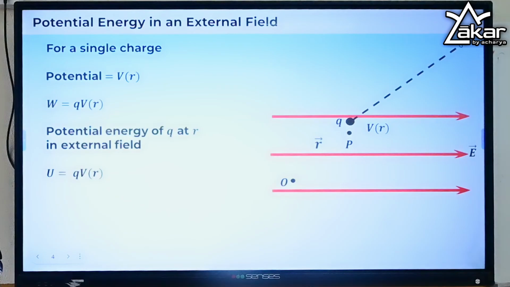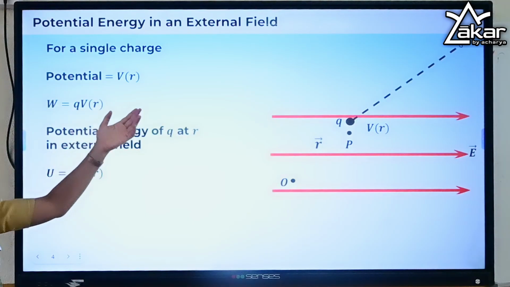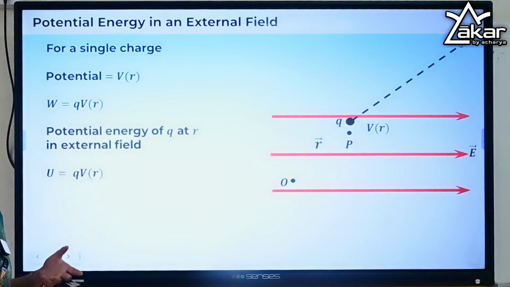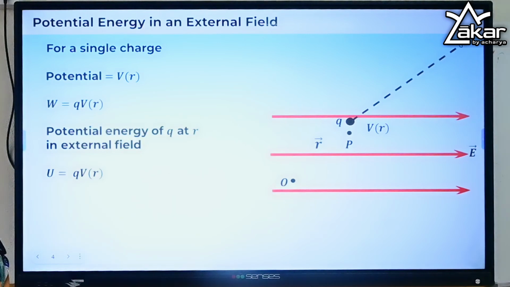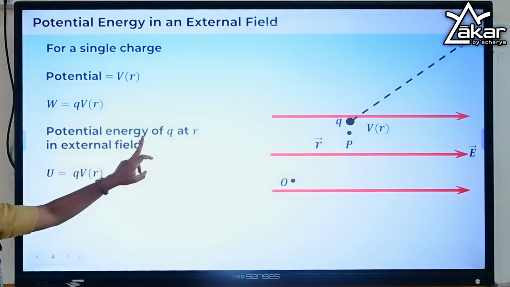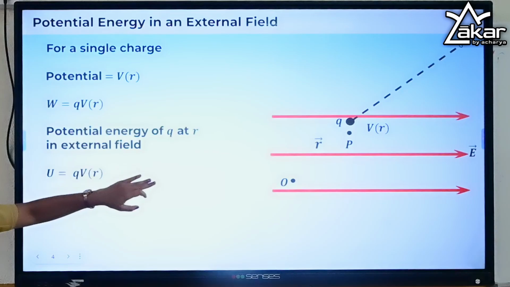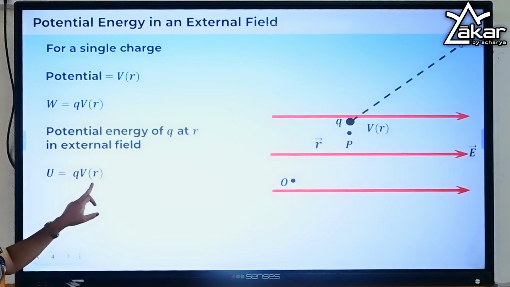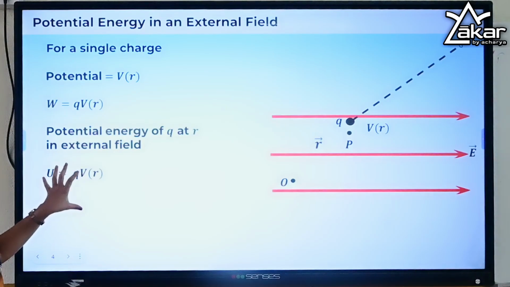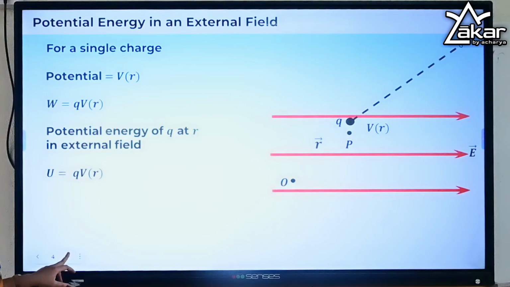If a single charge is there, what is the potential? We know the potential formula, that is V of R. Work is done when we take the charge from infinity to this point, meaning work is done by applying the external field, that is W is equal to Q into V of R. Then the potential energy of Q at the distance R from the external field is U is equal to Q into V of R.